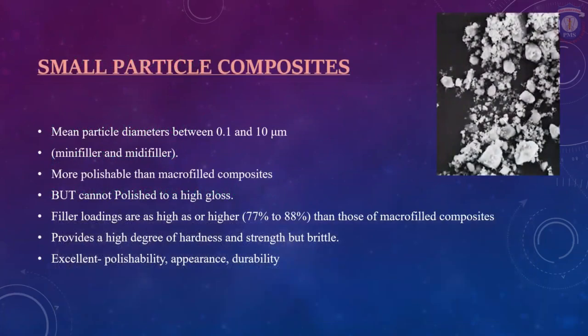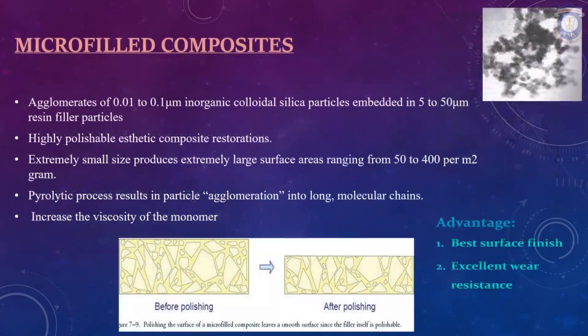Coming to the next composite, that is small particle composites. It has a mean particle size with a diameter ranging between 0.1 and 10 micrometer. It is more polishable than macrofill composite, but cannot be polished to a high gloss. It provides filler loading as high as 77 to 88%, provides high degree of hardness and strength, but it's slightly brittle and has excellent polishability.